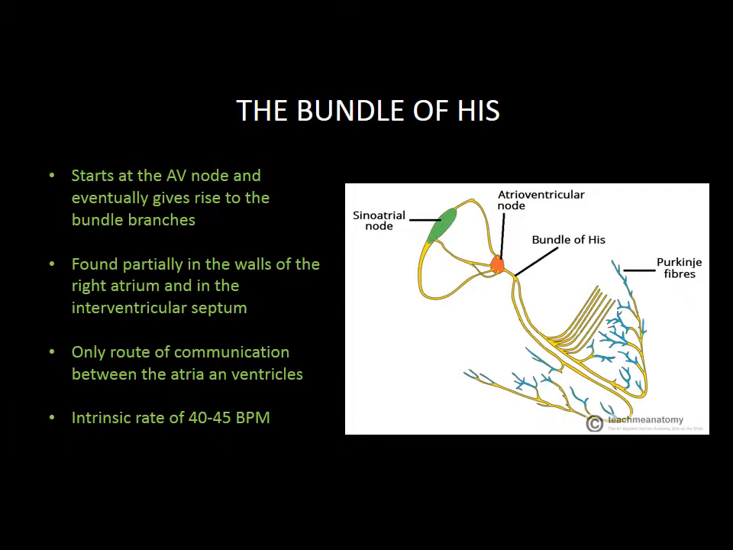The bundle of His starts at the AV node and eventually gives rise to the bundle branches. It's found partially in the walls of the right atrium and in the interventricular septum. This is the only route of communication between the atria and the ventricles. Its intrinsic rate is between 40 and 45 beats per minute. Let's move on to the next slide.